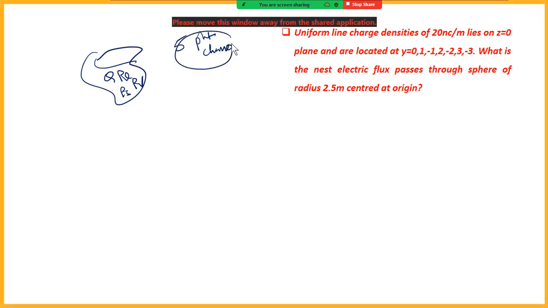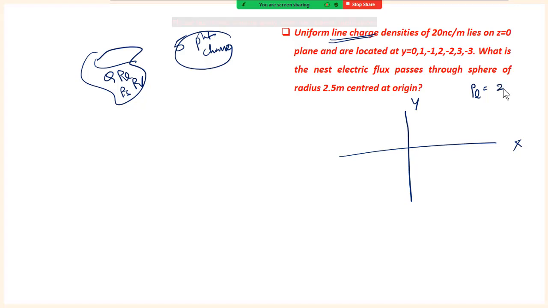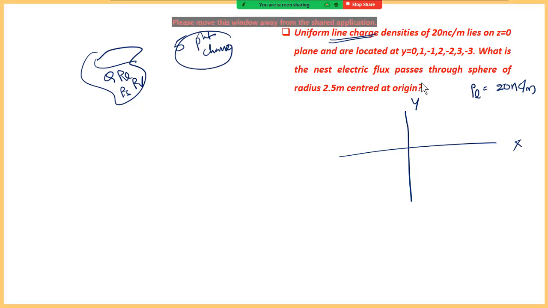Now, in this particular problem, they are talking about line charges. Uniform line charge densities of 20 nanocoulombs per meter lie on the Z is equal to 0 plane. Z is equal to 0 plane means which plane? The XY plane. So X I am taking here, Y I am taking here. All are having the same line charge density, that is rho L is equal to 20 nanocoulombs per meter, and these are available at y is equal to 0. Y is equal to 0 means the x-axis.